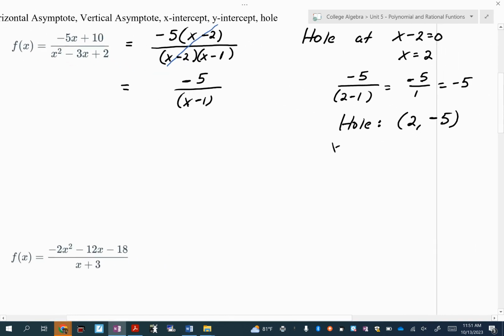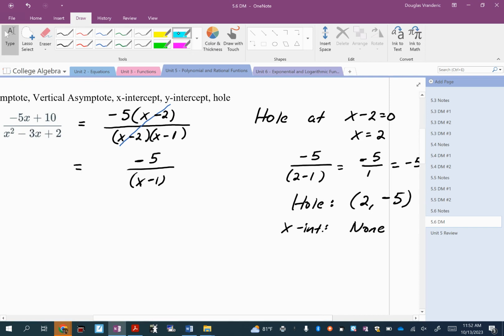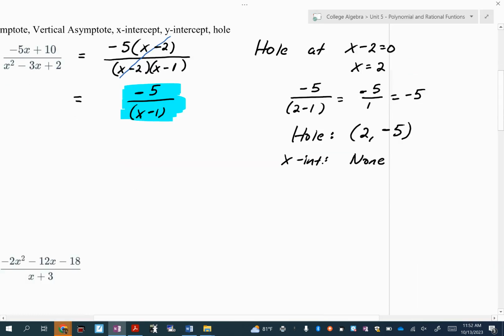The x-intercept, there's actually not going to be any. If you remember from the previous example we just did, now again, let me remind you, I only care about this going forward. The x-intercepts are where you set the numerator equal to 0, but the only thing in the numerator is a -5. If there's a constant in the numerator, we can never actually get that to be 0, so that's why I put none for x-intercepts.